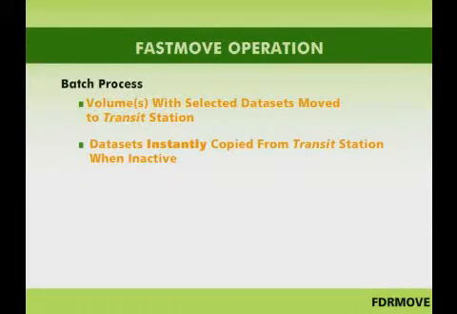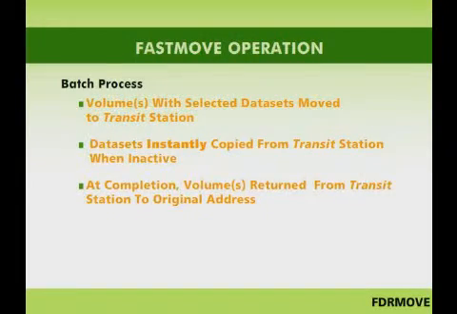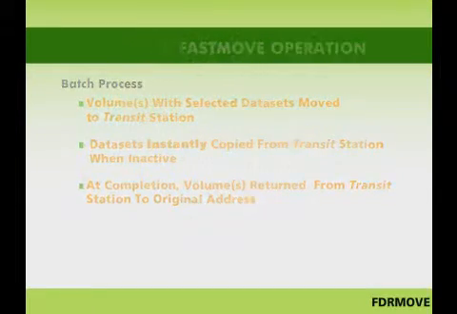As applications are closed or end, the inactive datasets are moved from the transit station volumes to new disks within the same disk subsystem using hardware replication facilities like TimeFinder, FlashCopy, and Snapshot to complete the copy rapidly. Datasets need only be inactive for seconds for the FASTMOVE operation to complete, enabling applications to be quickly restarted. FDRMOVE handles the recataloguing of the datasets, and on completion of the moves, the volumes moved to the transit station are automatically returned to their original addresses.